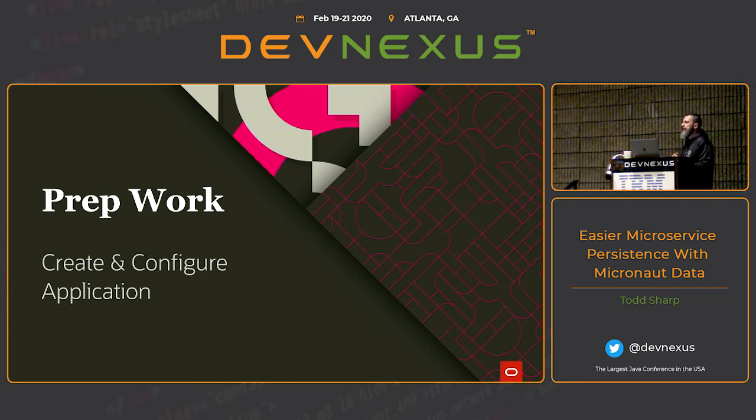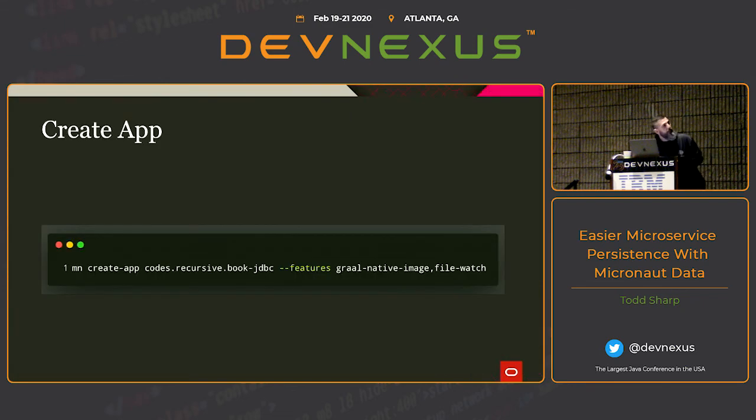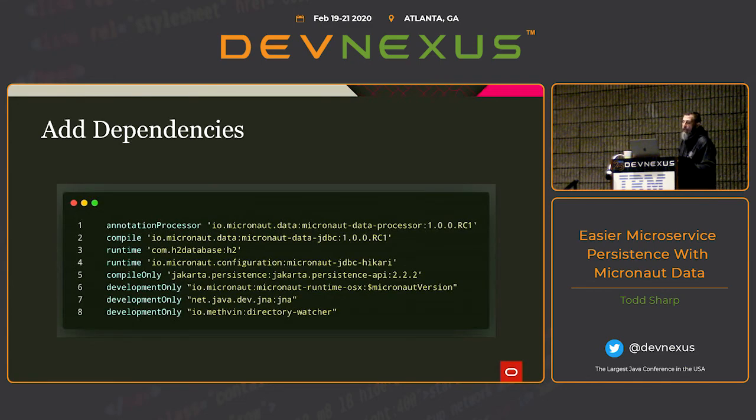So I've done a little prep work to get the app started, just because it's kind of boring to watch me generate an app. What I've done ahead of time is the following. I've run the Micronaut create app CLI command, and that just generates an app for me and gets me ready to go. The next thing I did was add some dependencies. I'm not going to go through every single one here, but what you see here is the Micronaut data annotations, the Micronaut data dependency, and then my database driver, things like that.